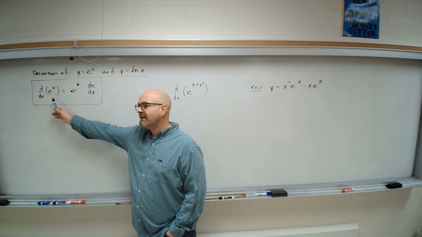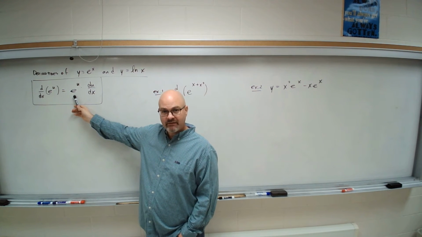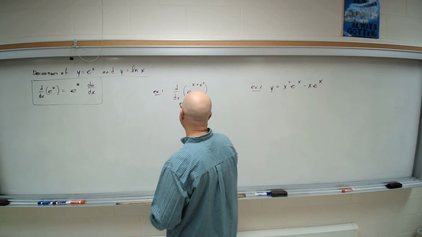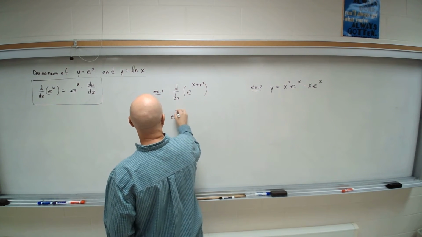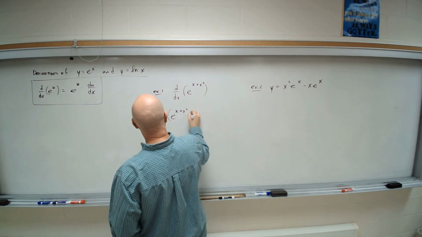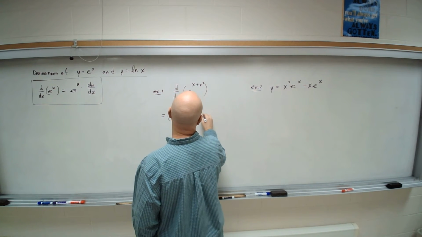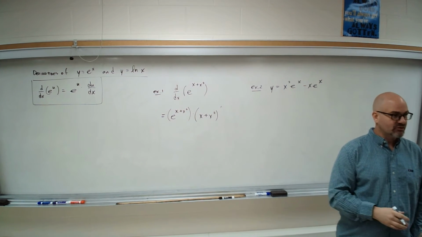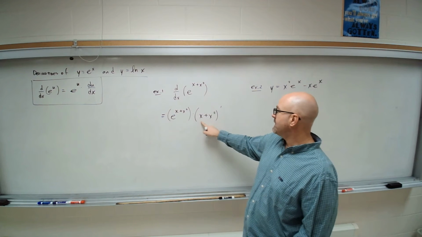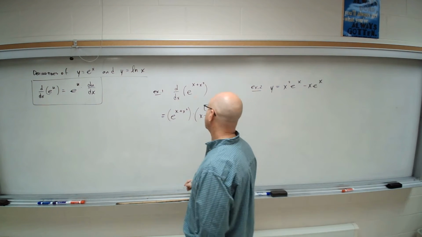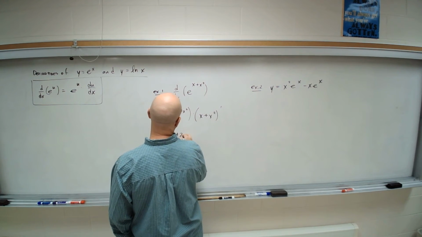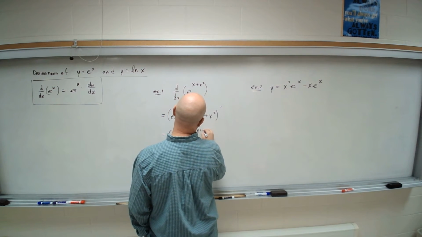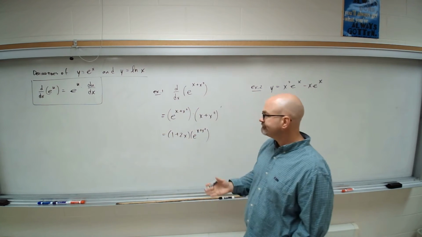It just says our derivative is going to be exactly what we started with times the derivative of the exponent. So here we're going to get e to the x plus x squared times the derivative of x plus x squared, just to be thorough, using the chain rule. And that's going to be 1 plus 2x. So I would probably write this as 1 plus 2x times e to the x plus x squared. And there we go.